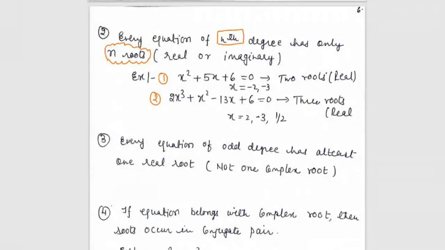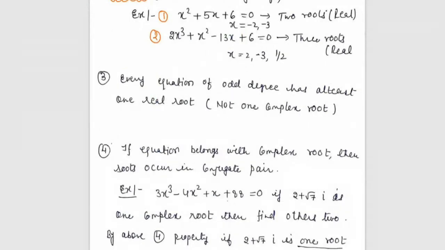Okay, now see, this is the important thing in the third step. Every equation of odd degree has at least one real root. Please note it. Suppose your equation is of odd degree. So it has at least one, or maybe more than one.